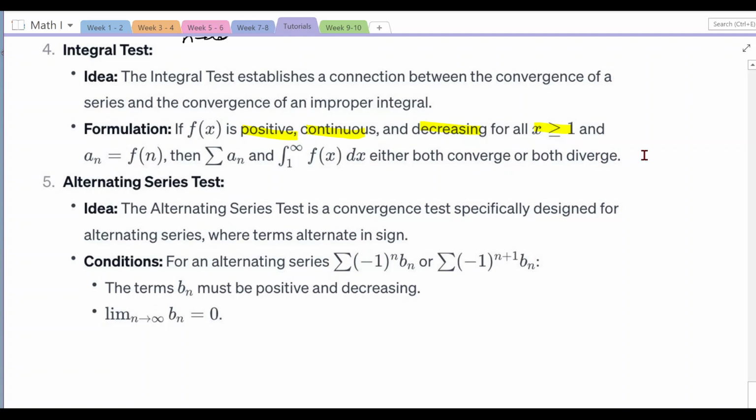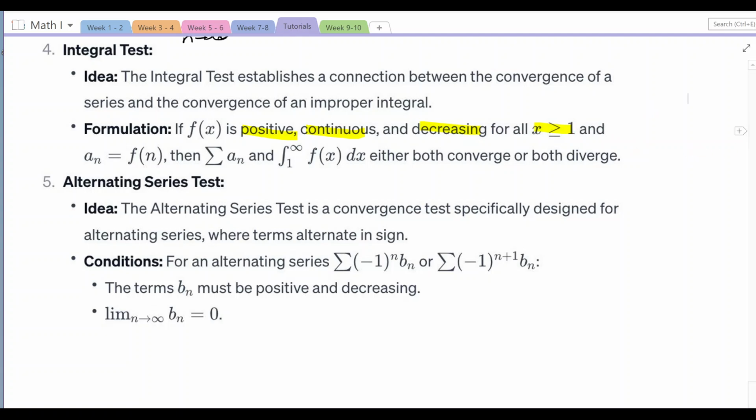This is, in other words, for all x greater than or equal to 1, the function of the series must be a positive value and it must be continuous and decreasing. And to check whether a function is decreasing or not, we have to take the derivative of the function. That's the only way to check whether the function is decreasing or not for x greater than or equal to 1.